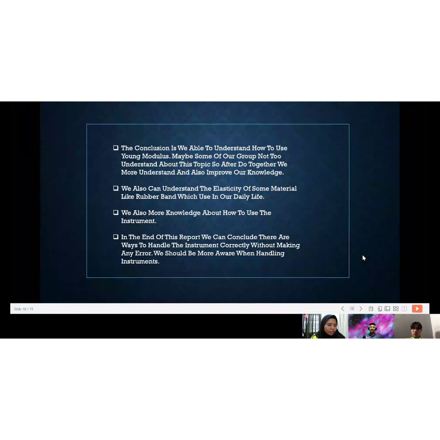In the end of the report, we can conclude that we need to handle the instruments without making any error. You should be more aware when holding instruments.